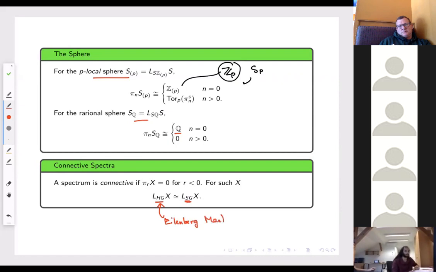So what does it mean to be connective? It means that the homotopy groups are 0 for r less than 0. Okay. And I think you just need to be bounded below for this to be true. I wrote connective, but I think as long as your homotopy groups are 0 for all small enough r's, then this holds.